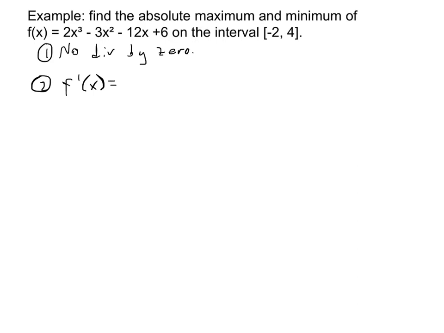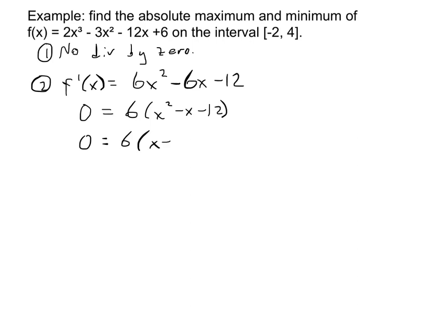So the derivative of this thing is 6x squared minus 6x minus 12. I set this equal to 0. I can factor out the 6 and get x squared minus x minus 12. And then that factors further as x minus 2, x plus 1. So my critical numbers seem to be 2 and negative 1. So great, I've got my critical numbers.